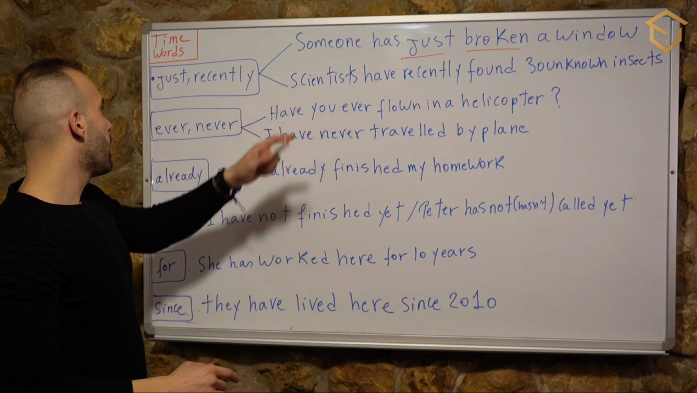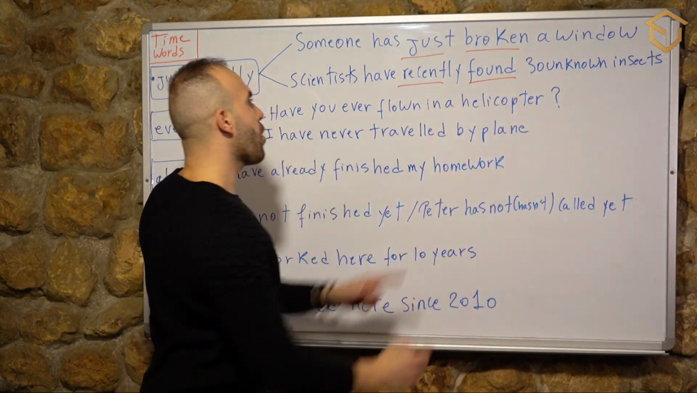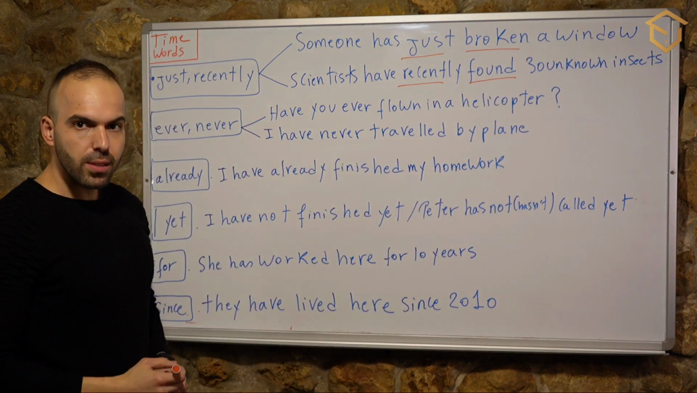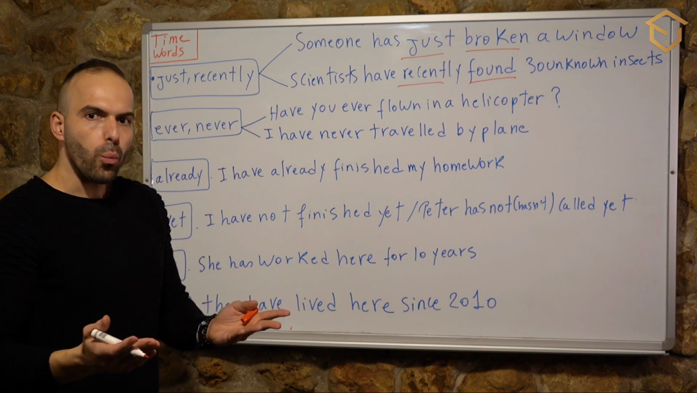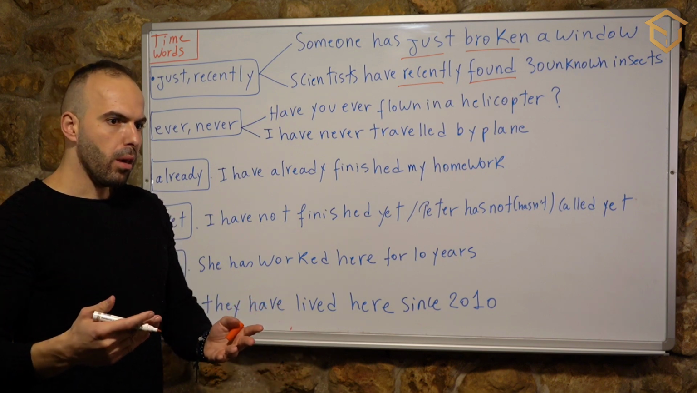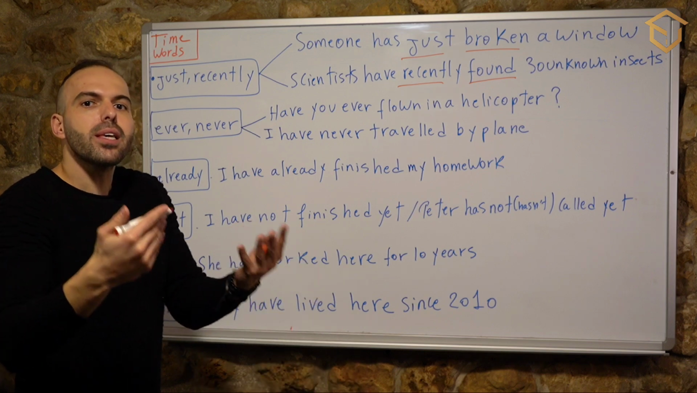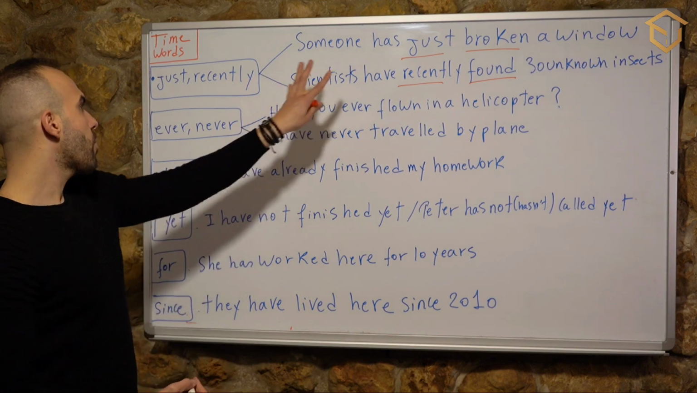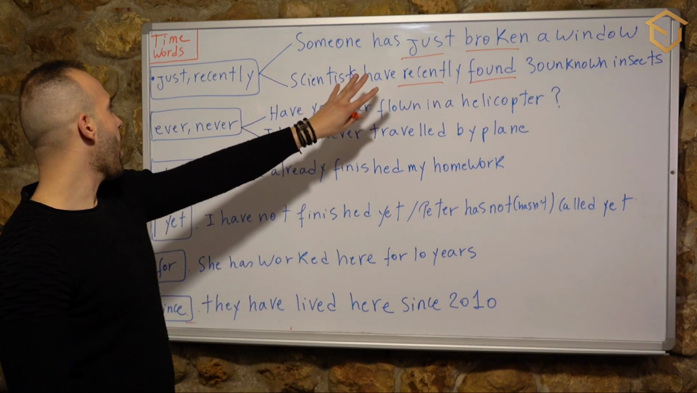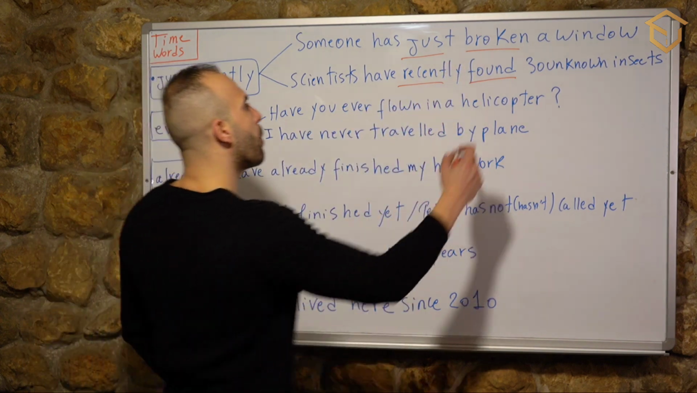Same as recently. Scientists have recently found 30 unknown insects. So recently found means lately. You don't know when, maybe 2 days ago, maybe a month ago, I'm not sure. So it still doesn't give me a specific time for it. And let's just focus on the verbs here. As you can see, we have broken. Broken, which is the past participle of break.